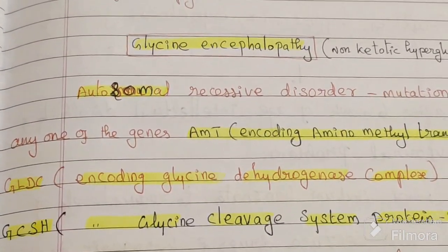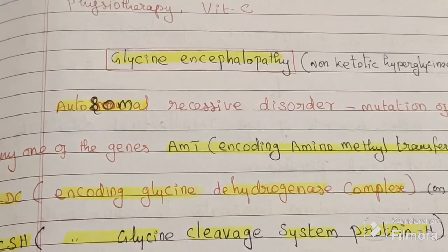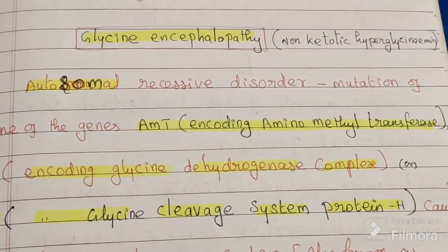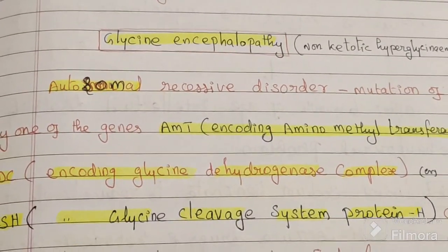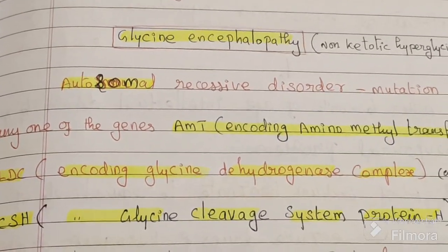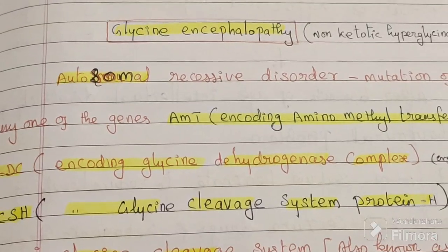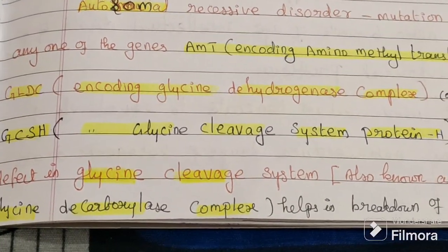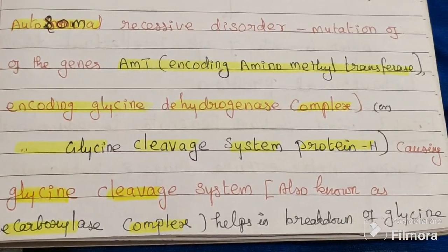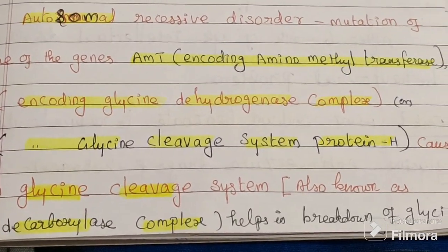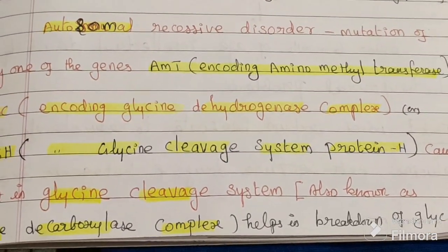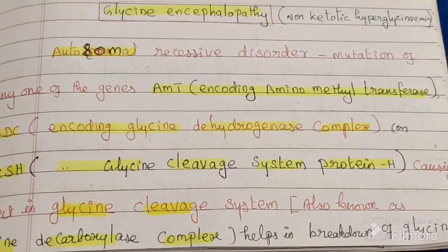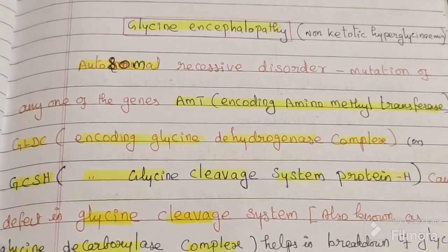It may be AMT, encoding the aminomethyltransferase enzyme; the second, GLDC, encoding glycine dehydrogenase complex; or the third, GCSH, encoding glycine cleavage system protein H. This causes a defect in the glycine cleavage system, also known as the glycine decarboxylase complex, that helps in the breakdown of glycine.